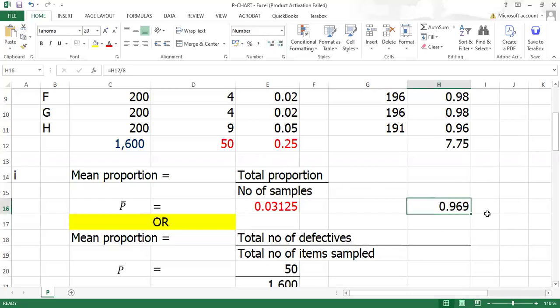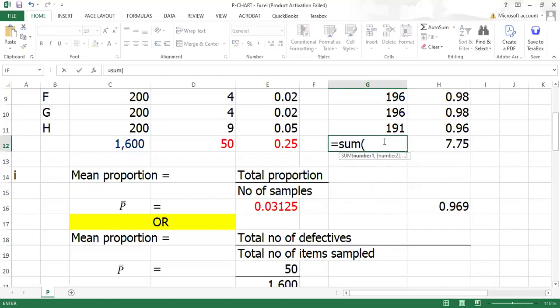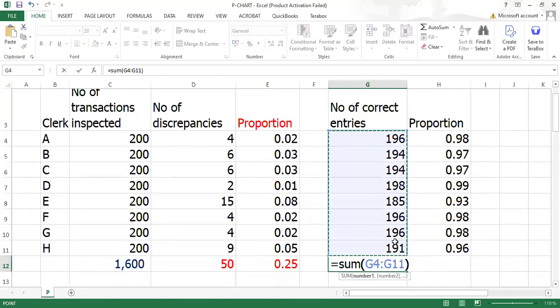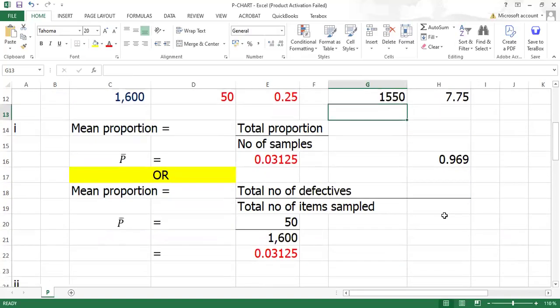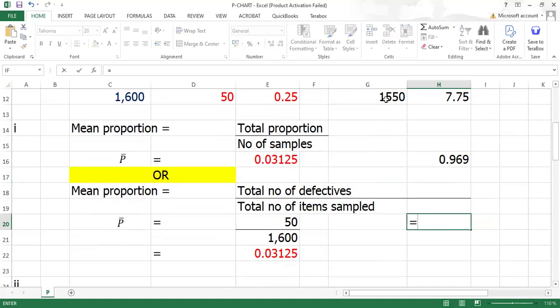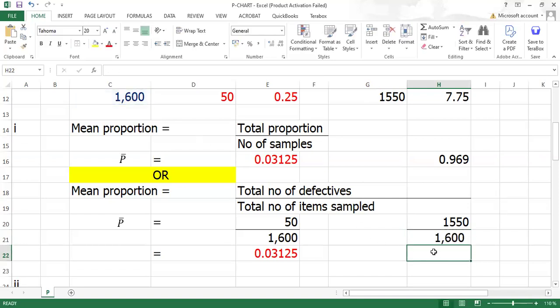Okay? If I told you that you are dealing with the correct data entries, even if you do the same here, you add, you will get the same answer. If you want to use the second formula of getting the total number of correct entries, then you divide it with what? With the total number of transactions inspected. If you do, you get this divided by 1,600. I believe you will get the same answer.